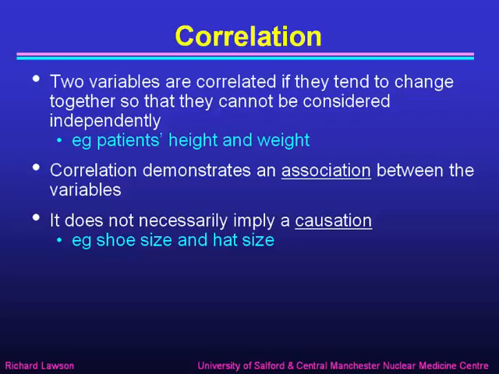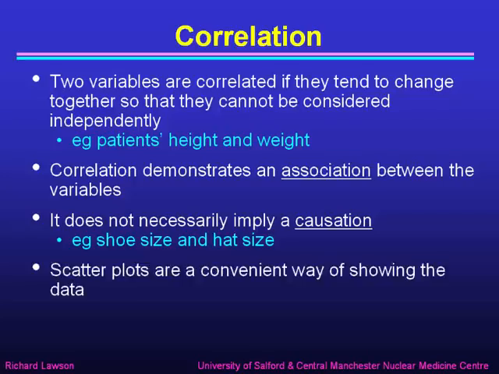So a correlation between two variables says there is an association between them, but it doesn't mean that there is a causal link between them, that one results in the other. It's just that the two tend to happen alongside each other. Scatter plots are a convenient way of showing this sort of data, and we've seen examples of these previously.